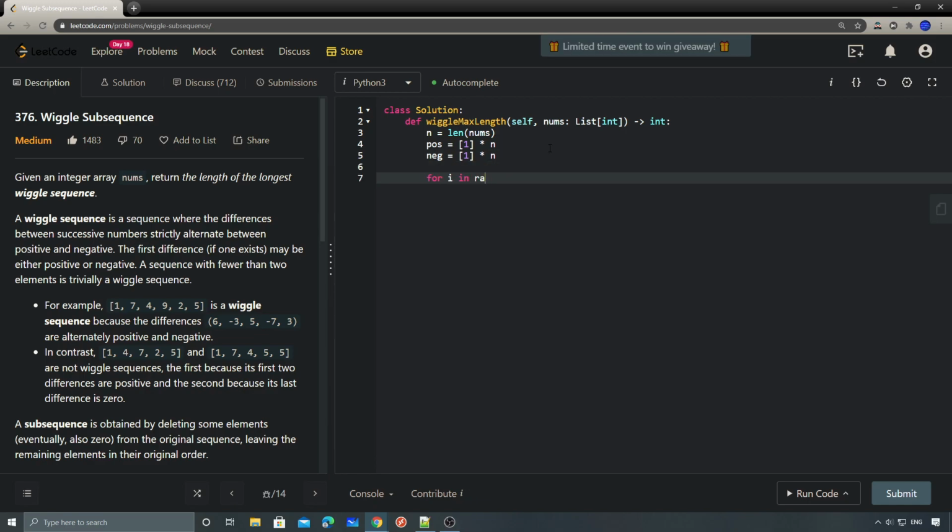And then for i in range of 1 to n, and for j in range of i. So if nums[i] is greater than nums[j], then like I said, we have positive, because that means it's ending with i, so the last difference is a positive number.